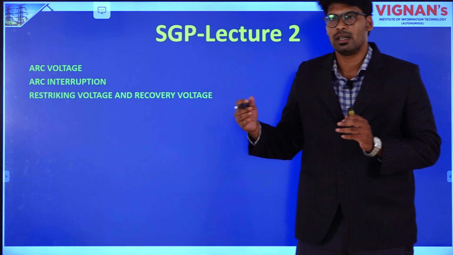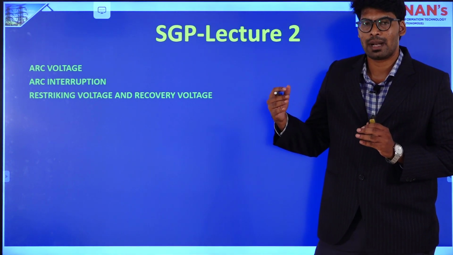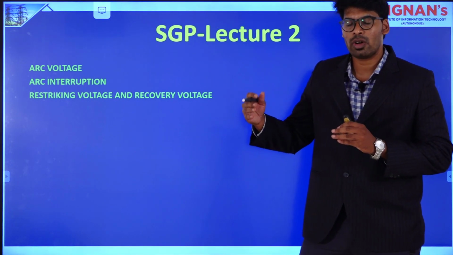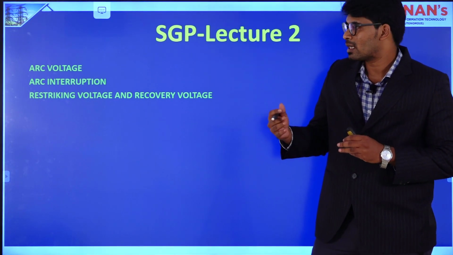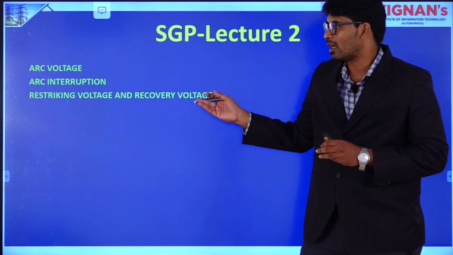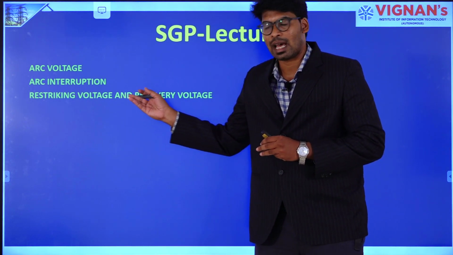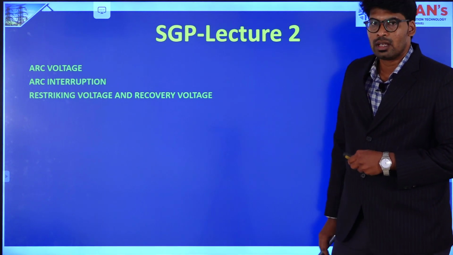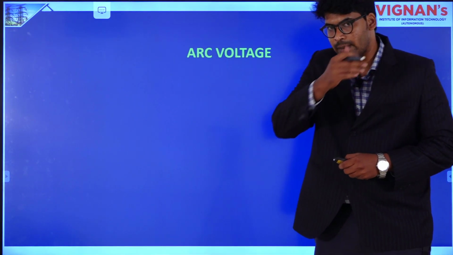were dealt by Pawan sir, which is oil circuit breaker, air blast circuit breaker, vacuum circuit breaker, SF6 circuit breaker. Before knowing all those things, you need to understand the elementary principles, like what is an arc voltage and what is an arc interruption, what is restriking voltage and recovery voltage, right? So coming to what is an arc voltage.